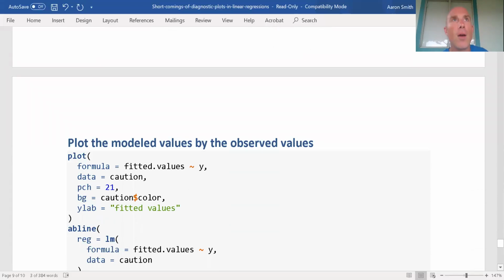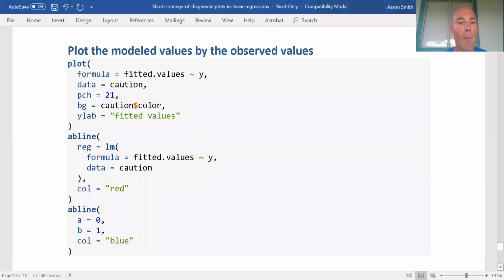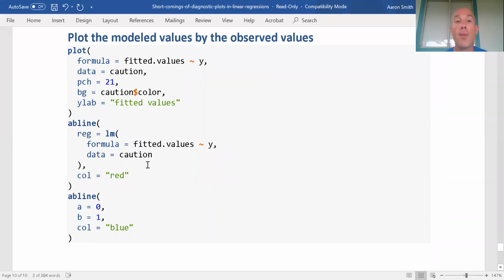All right, now here's a good rule of thumb, a really good plot to look at when you do multiple linear regression. You can plot your fitted values by your observed values. If you have a good model, everything should be close to the line with y-intercept 0 and slope 1. So let's go ahead and do that. I plot the points, and now I plot the line in red that regresses the fitted values onto the observed values, and then I plot the line with y-intercept 0, slope 1. If I have a good model, these two will be close to each other. Let's see what we get.